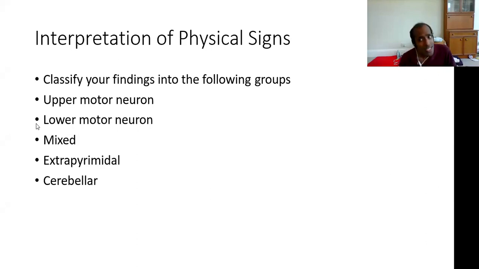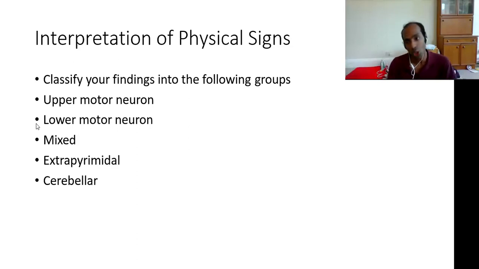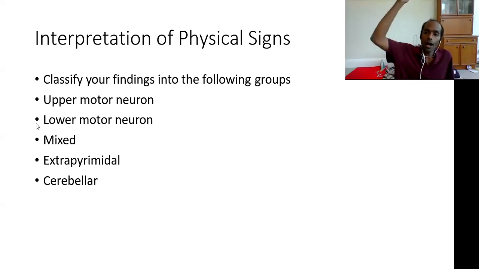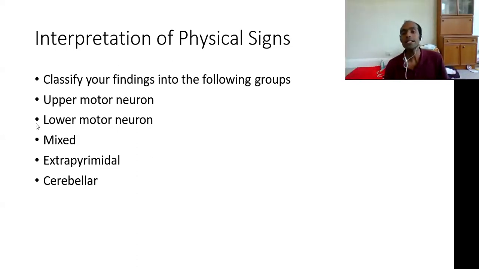And why are we doing this? Again, I remind you of the session we had yesterday. Basically you are doing this to answer 2 questions. The first question is, where is the lesion? The second question is, what is the pathology, or what is the lesion? Now, you have to classify your physical signs into one of the following groups. What are the main groups? One, all your findings are upper motor neuron type. So upper limb, lower limb, all the findings that you detect are upper motor neuron signs. That's one package. There are 5 packages.